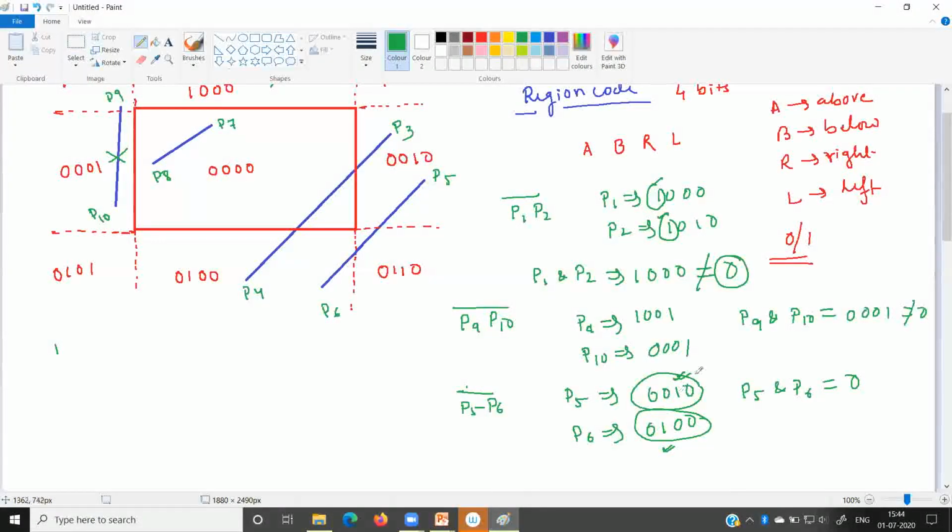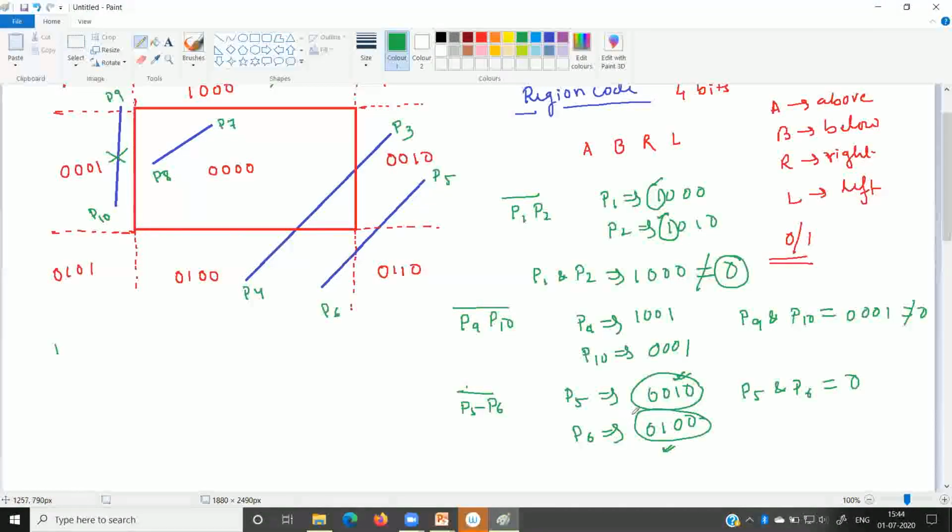So this bit is which position? This is R, right? And this bit is which position? This is B. And after performing the AND operation, the output is equal to 0. That means there is a possibility that the line segment will be inside the clip window. And as both points are not 0000, the region codes for P5 and P6 are not 0, 0, that means P5, P6 is not totally inside. So we have to find out the intersection. That means some intersected portion may be present inside the clip window.